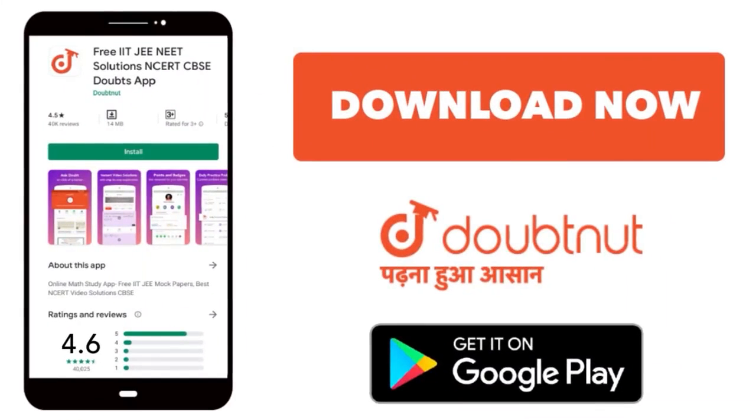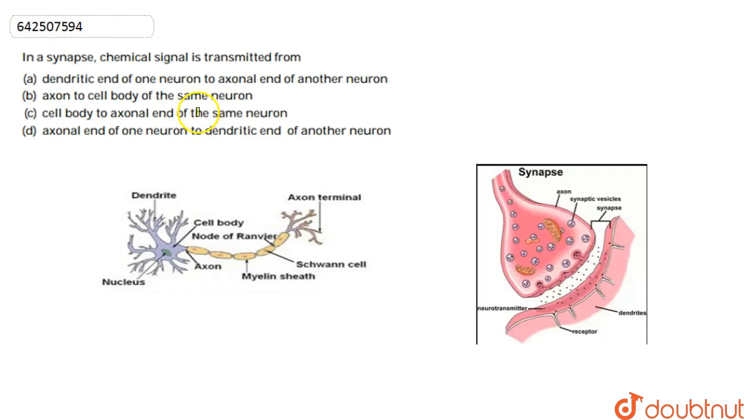If we talk about this question, in this question we are asked that in a synapse, chemical signal is transmitted from. Right, so basically we talk about the neuron.